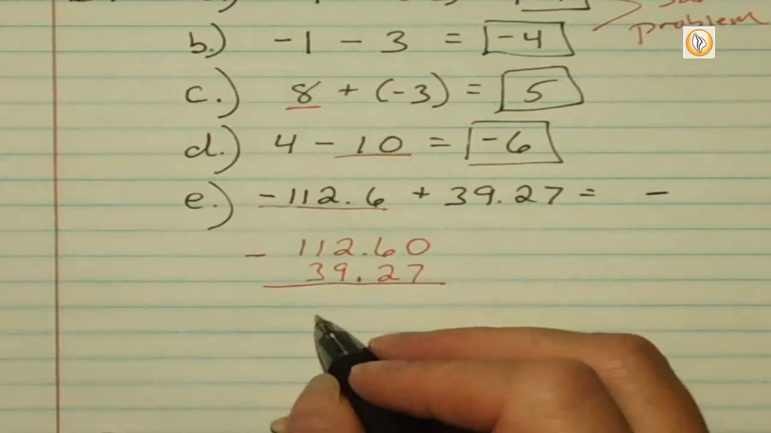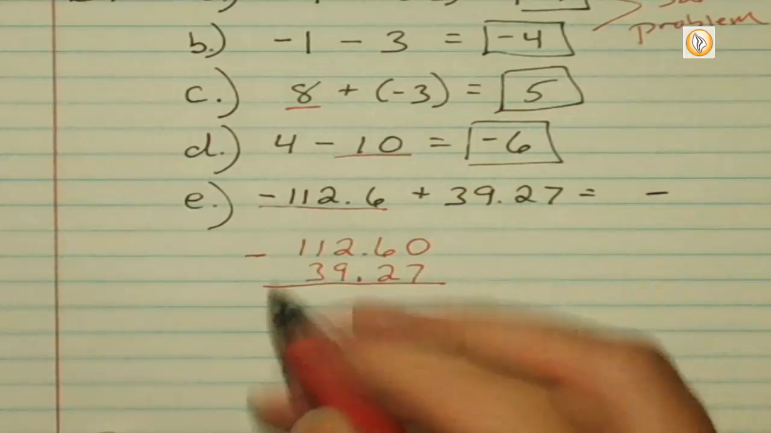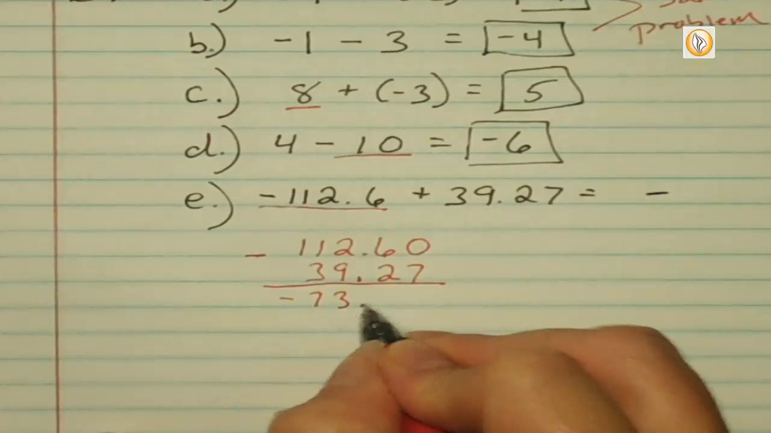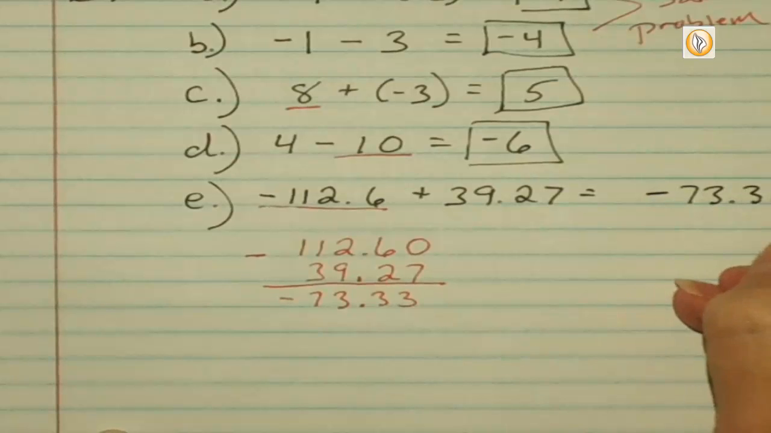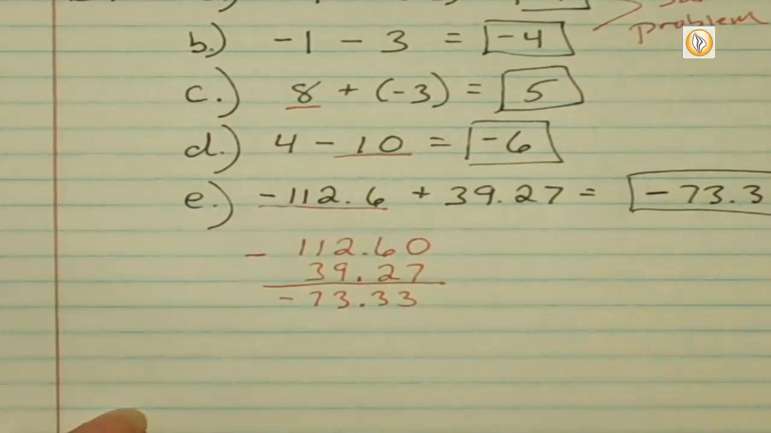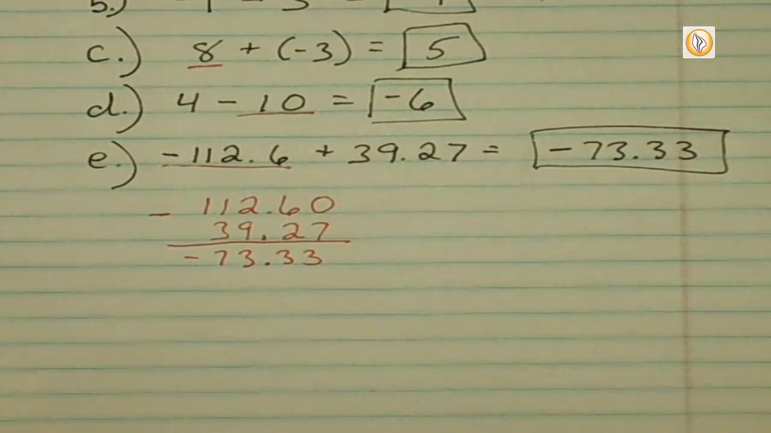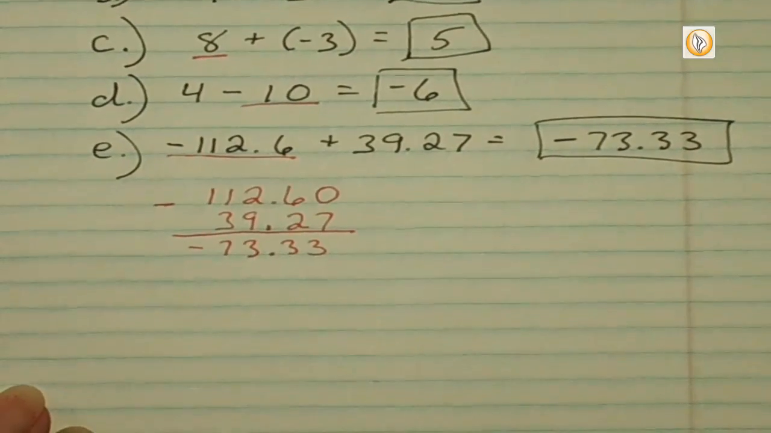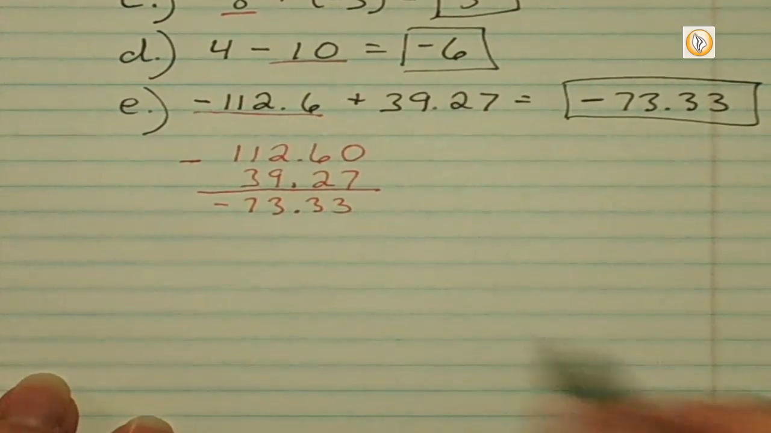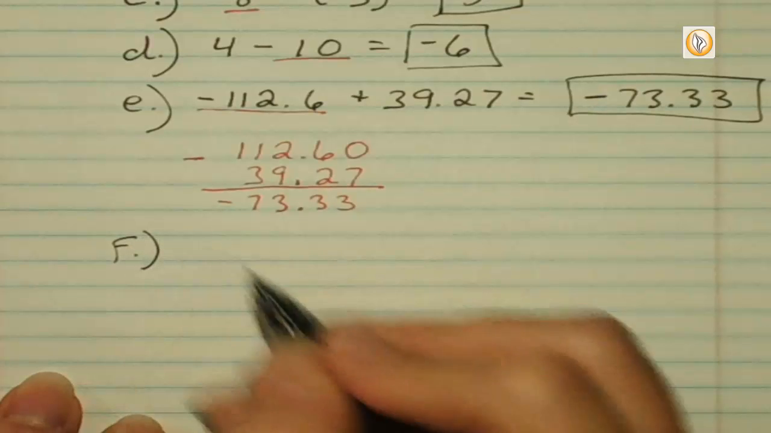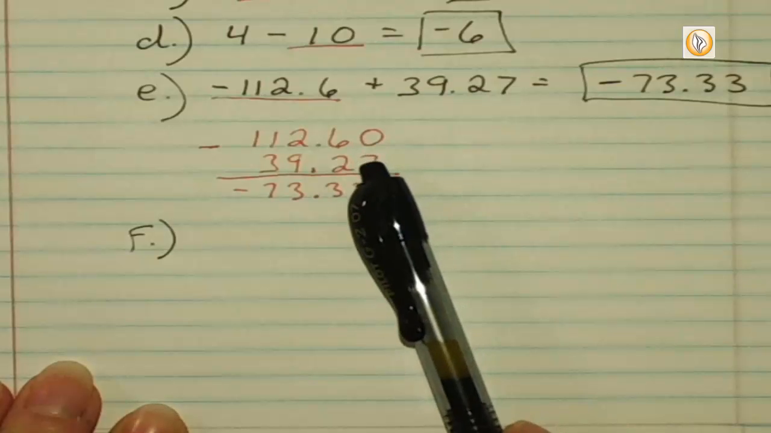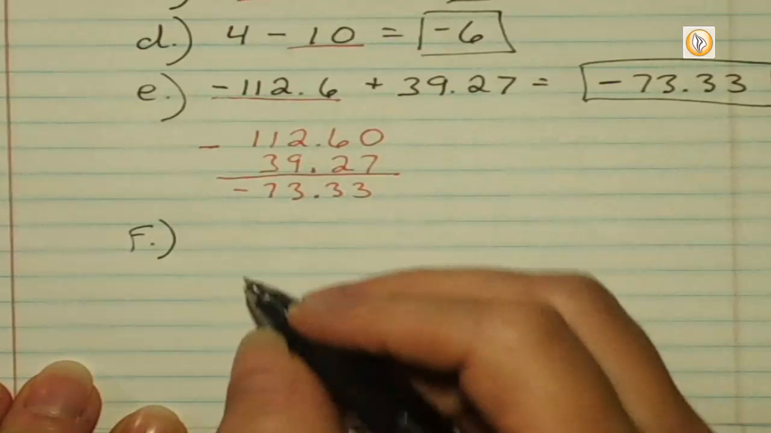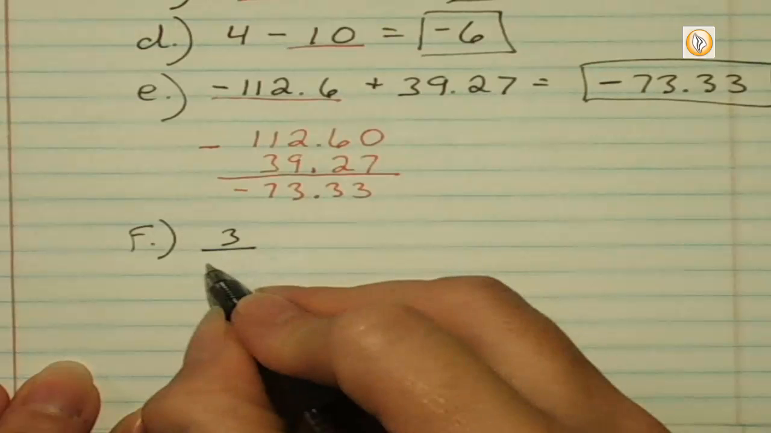So if you calculate it correctly, it would be negative 73.33. Oops. Any questions so far? All right. F. Oh yeah, F. So that's a little crash course on decimals. Look at this ugly thing.